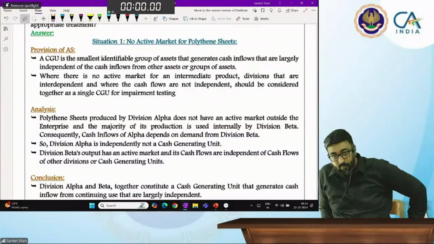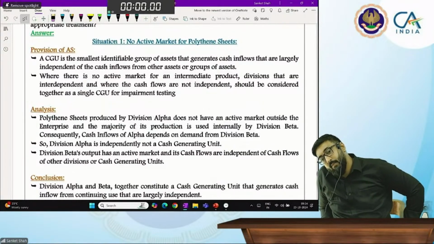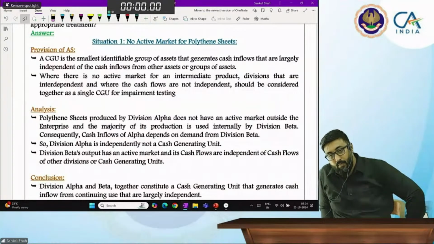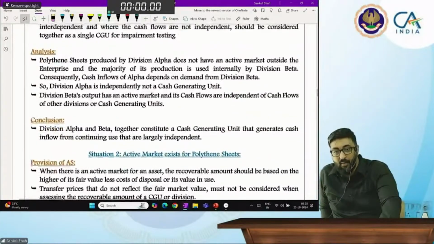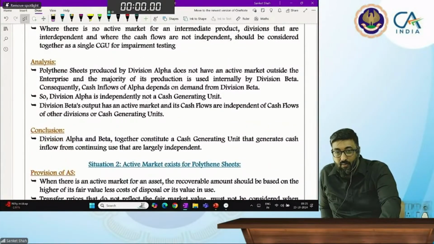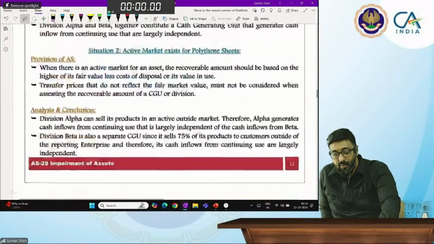Polythene sheets produced by Division Alpha do not have an active market outside the enterprise, and the majority of its production is used internally by Division Beta. Consequently, cash inflows of Alpha depend on demand from Division Beta. So Division Alpha is independently not a cash generating unit. Division Beta's output has an active market and its cash flows are independent of cash flows of other divisions or cash generating units. So now apply this properly. Therefore Division Alpha and Beta together are called a CGU. Correct? Yes, sir.